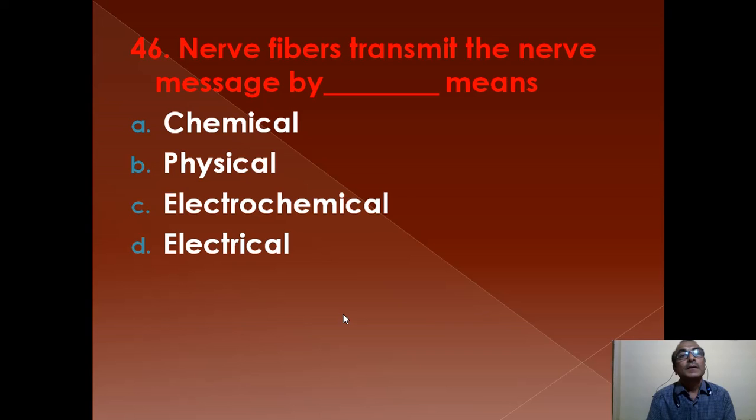Okay. Question number 46. Nerve fibers transmit the nerve message by dash means, you have to say by which means. By dash means, which means A, chemical, B, physical, C, electrochemical, and D, electrical. It is electrochemical means by which the nerve fibers are able to transmit the impulses. Okay, it is called as electrochemical.